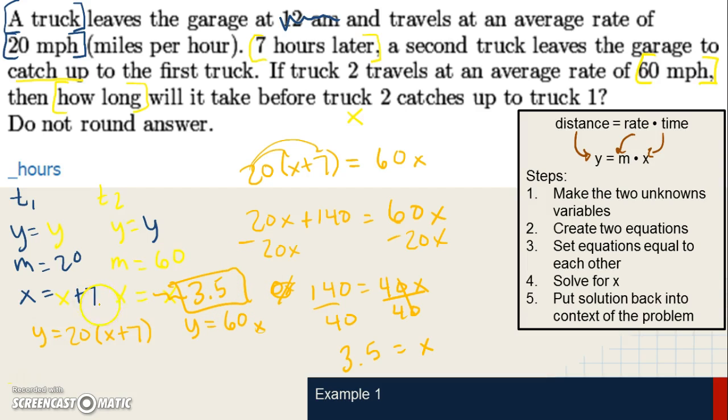Now if I wanted to know truck 1's time, just for funsies, then I would add 3.5 to 7. That would give us 10.5. And I'm not going to put that in the calculator because we're done.